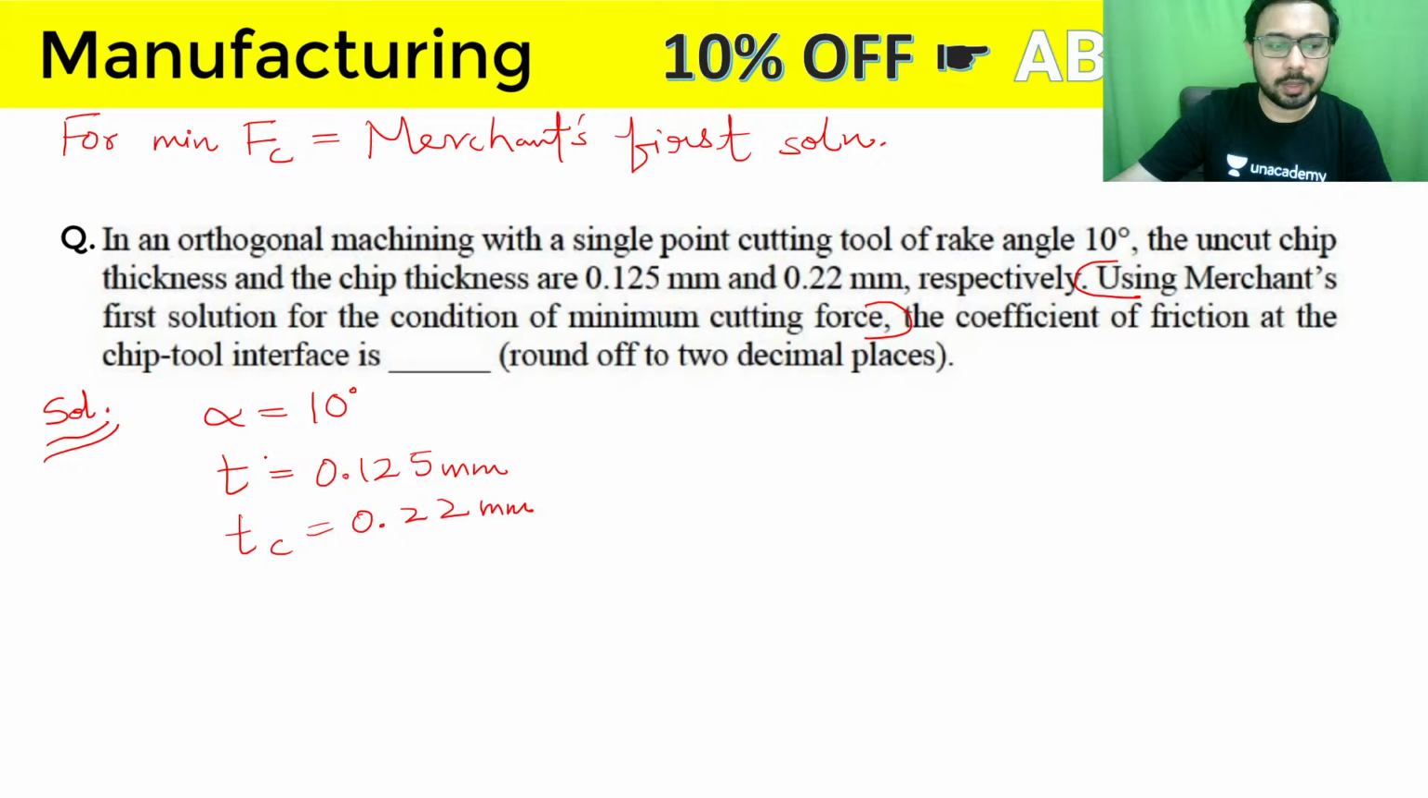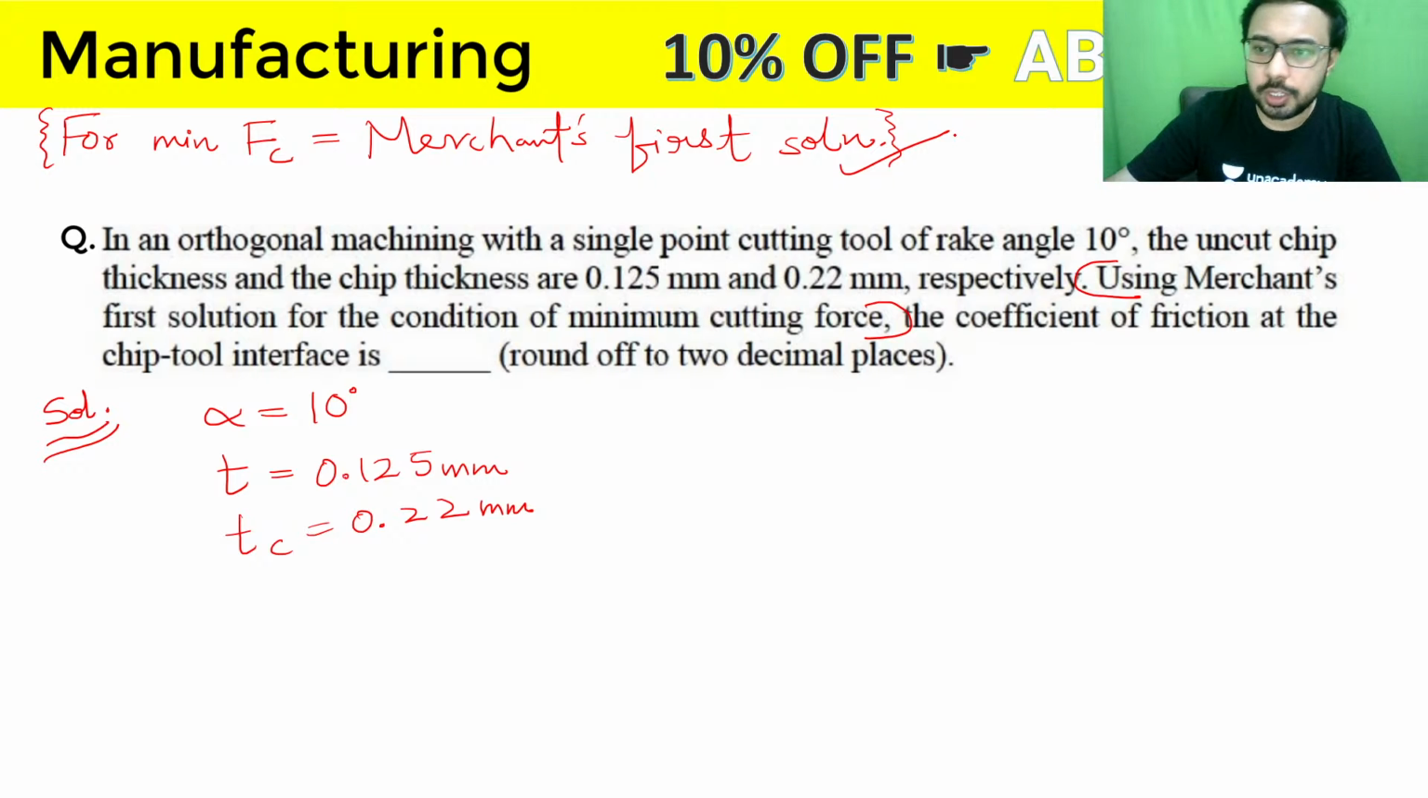Now we are given the condition of minimum cutting force, so we have to use Merchant's solution for that. You have to remember that it might get asked in the question what solution we use for minimum cutting force, or you can also be asked that Merchant's first solution is used for what type of condition. So it is used for minimum cutting force.